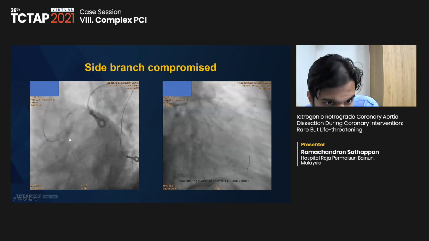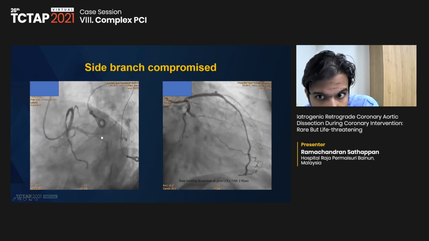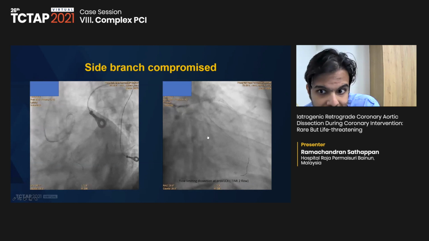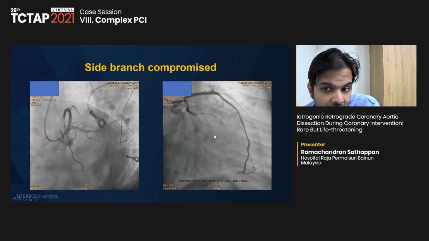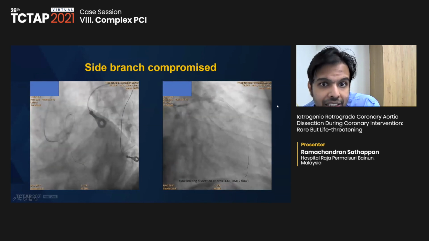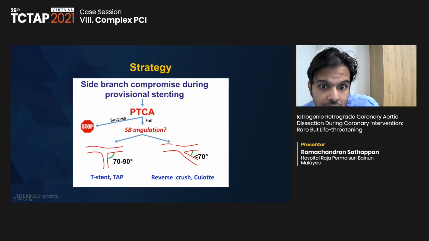And to our horror again, the dissection over the circumflex here started reappearing. And this time it was worse than earlier. It was a type B dissection with TIMI 2 flow here. Within minutes, the patient started having chest pain and became more symptomatic. At this point, we had a compromised side branch. Obviously, we needed a second stent to bail out the side branch.